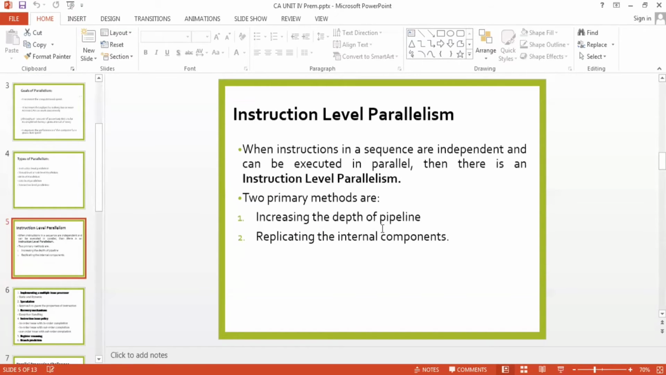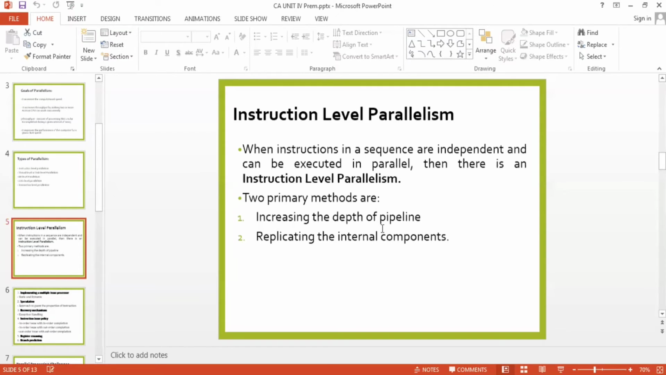So first, instruction level parallelism. We have many sequences of instructions that may be independent. At that time, we can execute the instructions in parallel with the help of instruction level parallelism. So what are the two primary methods in instruction level parallelism? One is increasing the depth of the pipeline and replicating the internal components.